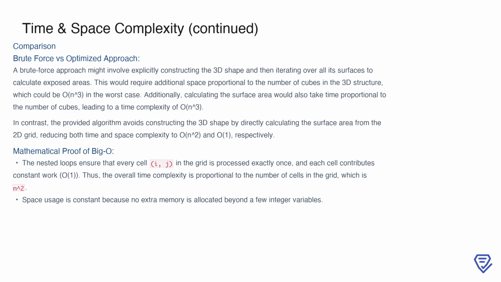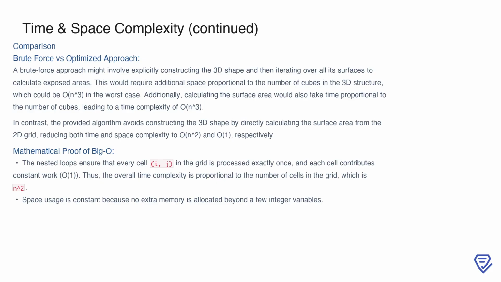When comparing the optimized approach with a brute force method, the differences become clear. A brute force approach would involve explicitly constructing the 3D shape by stacking cubes according to the grid values. Calculating the surface area would then require iterating over all the surfaces of this 3D structure. This process would use additional memory proportional to the number of cubes in the 3D shape, which could reach n cubed in the worst case. Furthermore, the time complexity for calculating the surface area in this scenario would also be n cubed, due to the large number of surfaces to process.